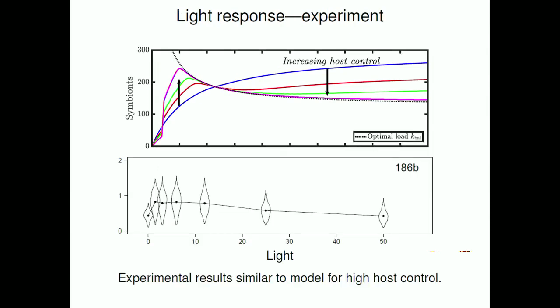And this is similar to the experimental results I showed you at the beginning, where we have this sharp increase and this steady decrease in the mean symbiont load as light increases. And so what this suggests is that there must be some sort of host control going on here in order for the host to manage its symbiont load, so its symbiont load is close to this optimal value where its nutrition is balanced.